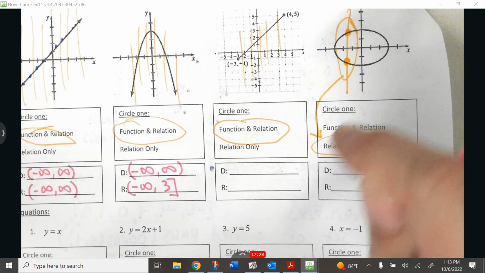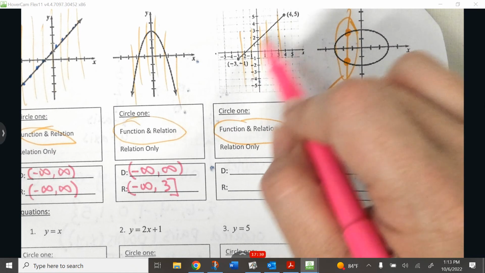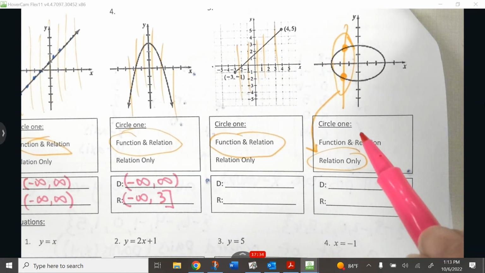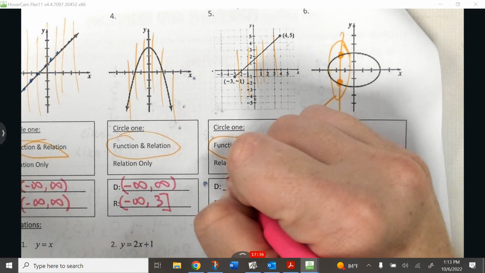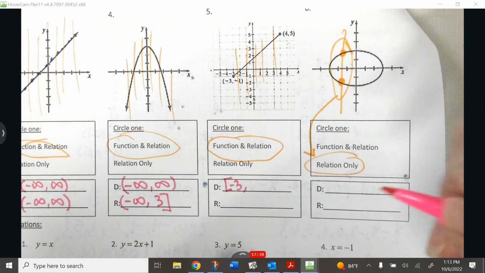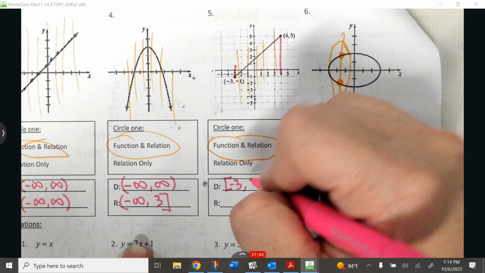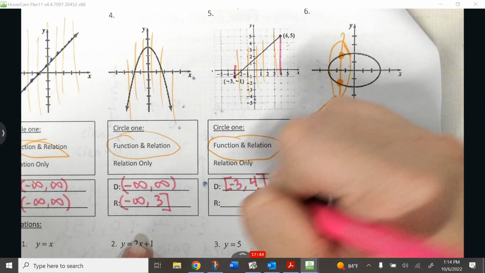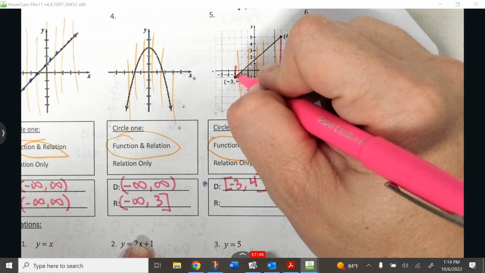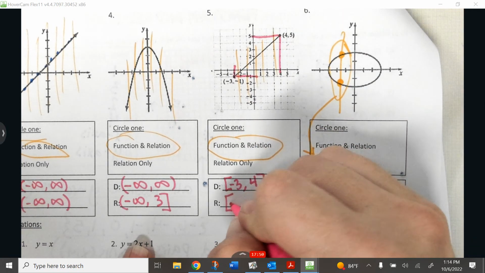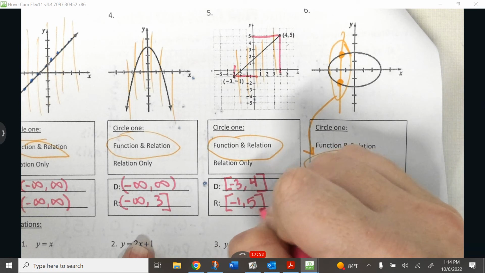So look at this one. What's the farthest left it goes? These have stopping points, no arrows. Negative 3. And what's the farthest right it goes? What's the lowest it goes? And what's the highest it goes? Yep.